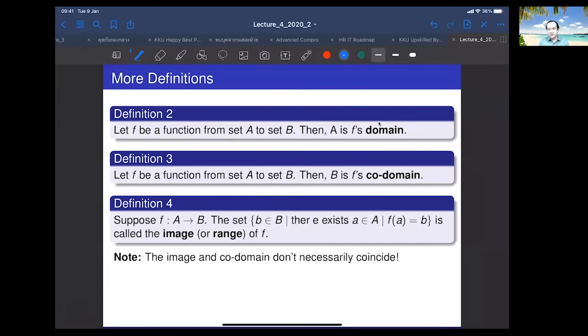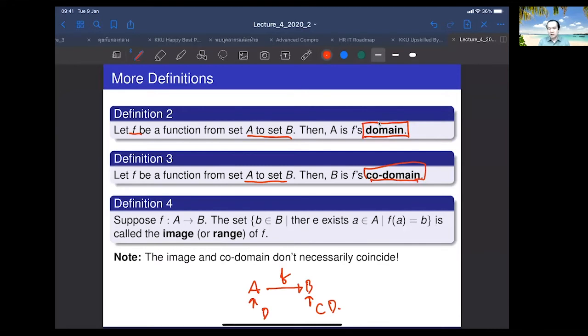So, some definitions: domain and codomain. Let's say that F is a function from set A to set B. Then we call A the domain. So let's say you have A and B, with F between them. This one will be the domain, and this one will be the codomain, which I just shorten as CD. This one is B, so it's the codomain.